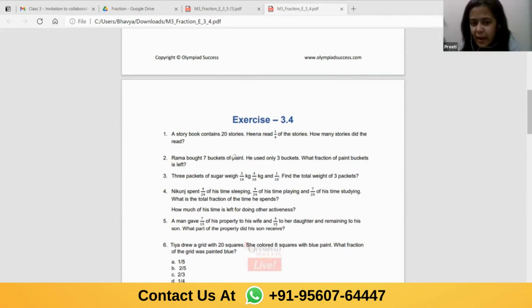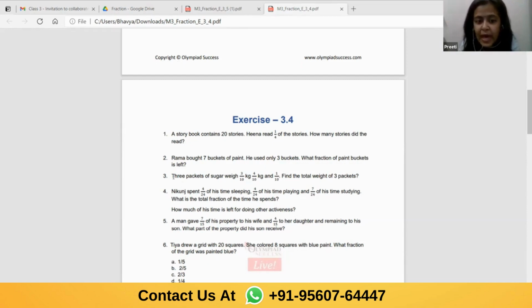Rama bought 7 buckets of paint and he used only 3 buckets. So out of 7 buckets, if you are using 3, what fraction of paint buckets is left? 4 by 7. Is Alarika able to understand? Okay. If you are not able to understand anywhere, any one of you, please ask me, stop me then and there.